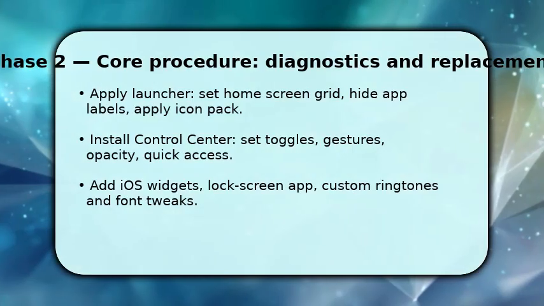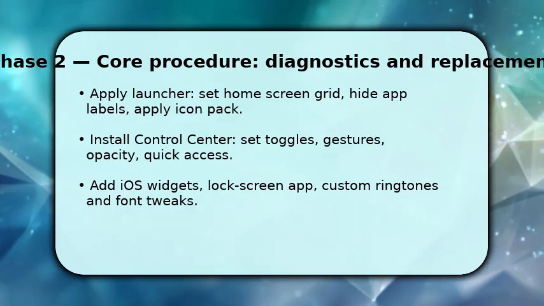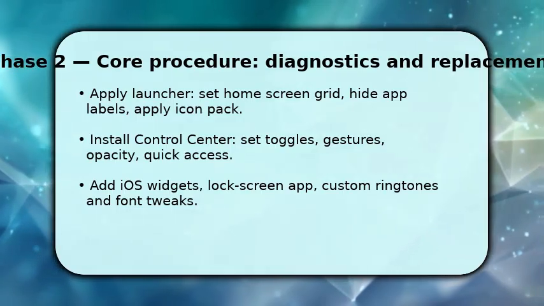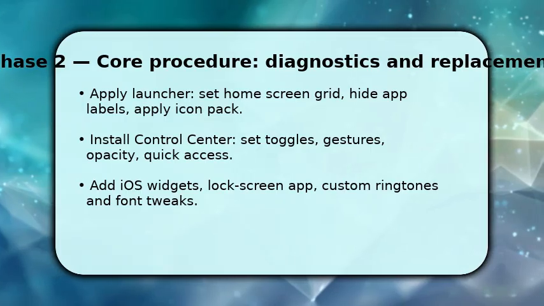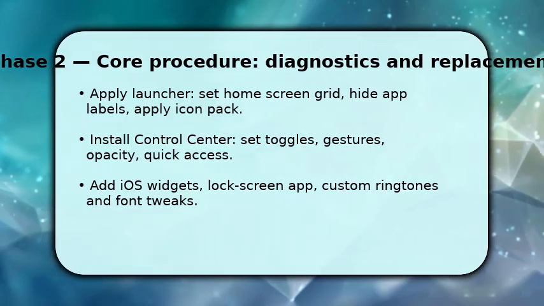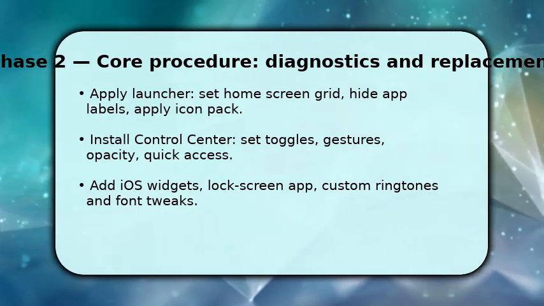Once the launcher and core apps are installed, apply the icon pack and configure the home grid to match iPhone spacing. Hide labels for cleaner icons. Then configure the Control Center app. Assign Wi-Fi, Bluetooth, brightness, and rotation toggles, and map swipe gestures to open it.